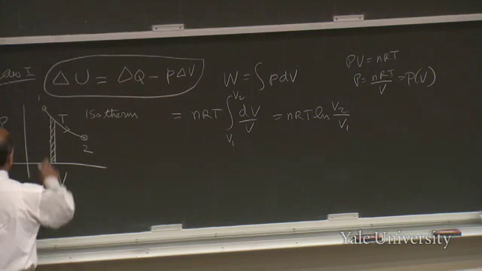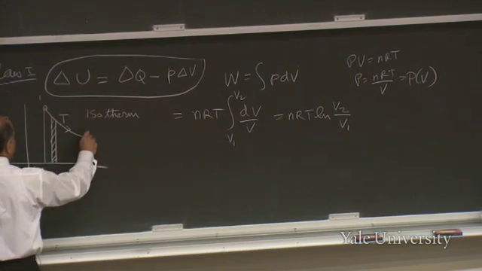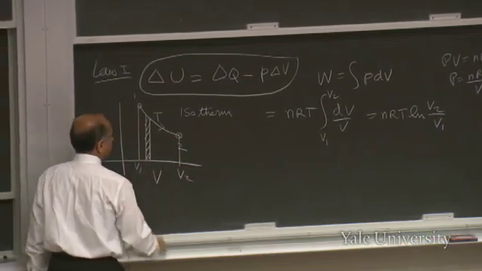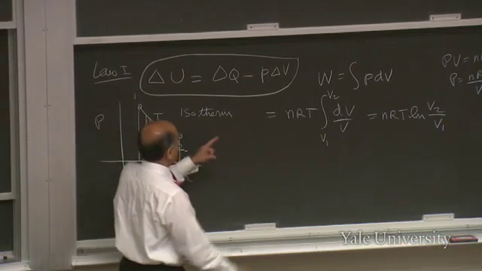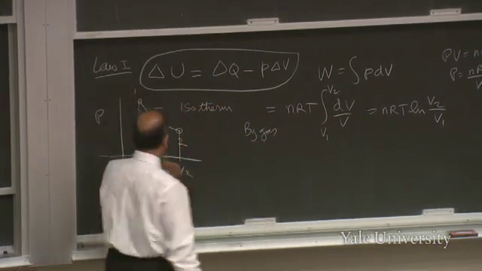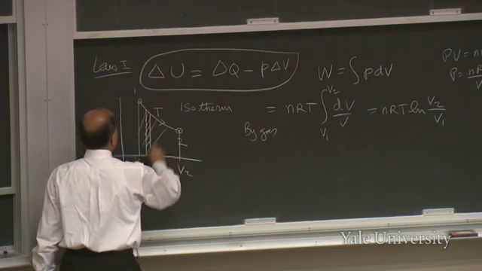When the gas goes on an isothermal trajectory from start to finish, from volume V1 to volume V2, the work done, this is the work done by the gas. You can all see that. The gas is expanding. And that's equal to this shaded region.